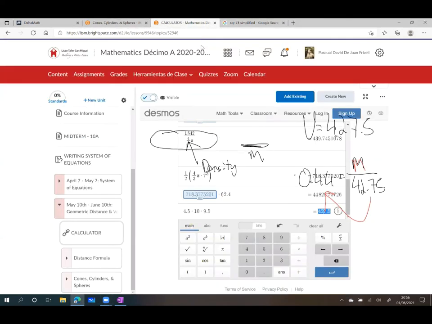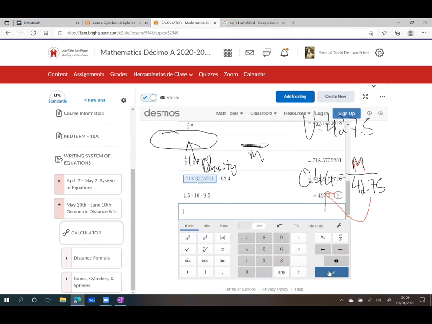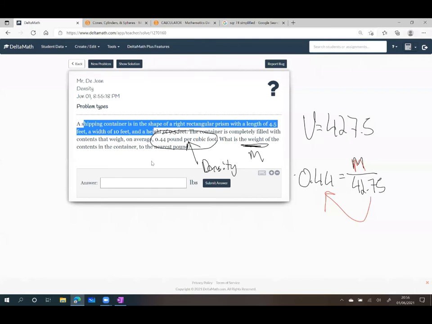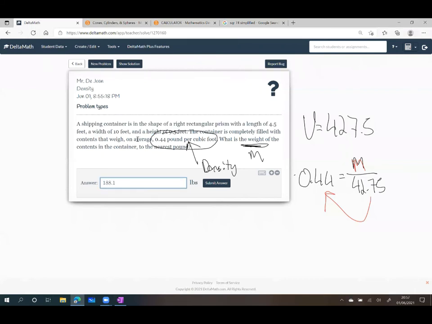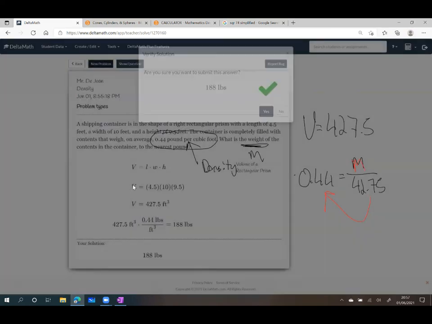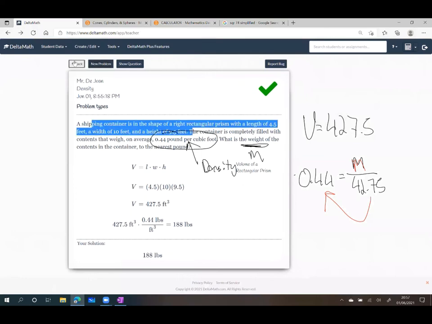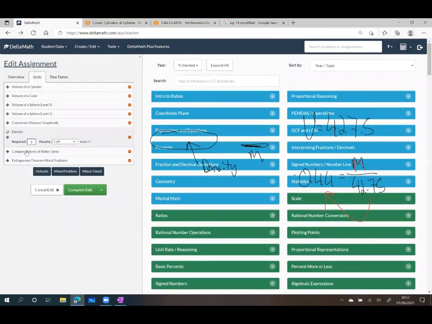So let's go back to the calculator. We can do that number, answer, times 0.44. And there we have our answer, 118.1. Let's see what the question was saying. To the nearest pound, everyone. You must read carefully, to the nearest pound. Okay, so we can say that's 188, and there we have it. These ones will be a little bit nicer as they are just cuboids.